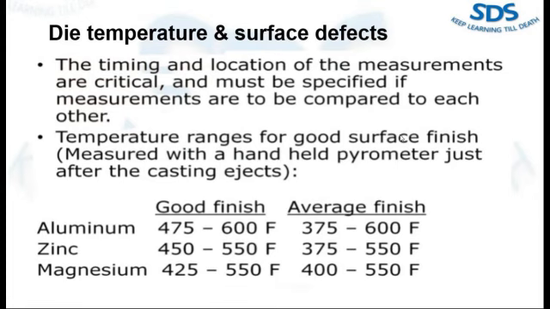Yes, this is an important thing: we have to measure die temperature after ejection of the casting from the die, because we are measuring die temperature to know the right casting ejection temperature. So this is the temperature range for aluminum, 475 to 600 Fahrenheit for a good surface finish.